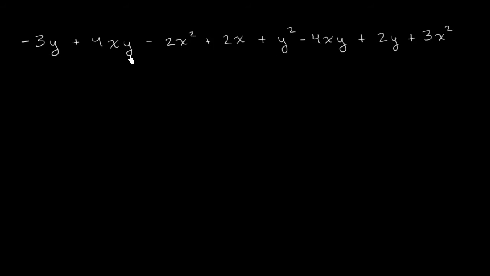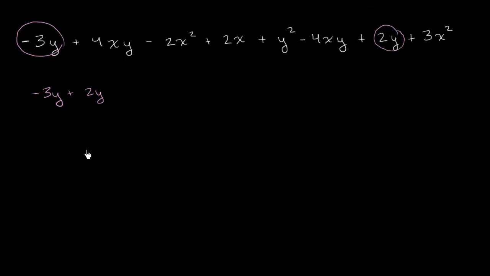Now with that said, let's see if there is anything that we can simplify. So first, let's think about the y terms. You have a negative 3y there. Do we have any more y terms? Yes, we do. We have this 2y right over there. So I'll just reorder it. So we have negative 3y plus 2y.